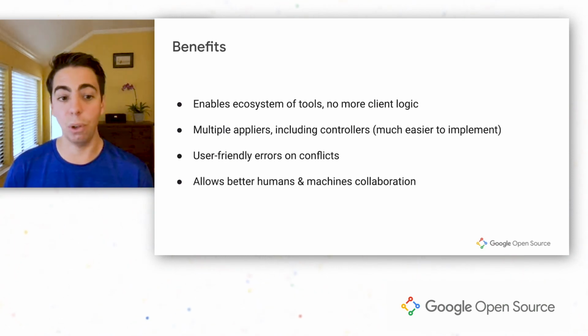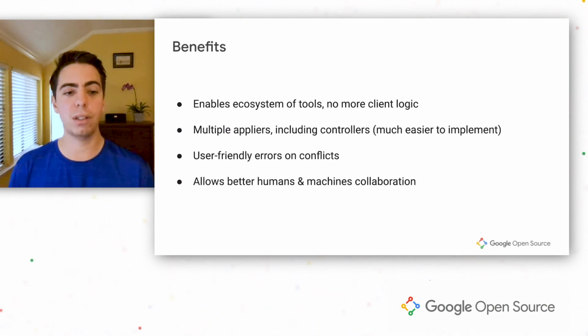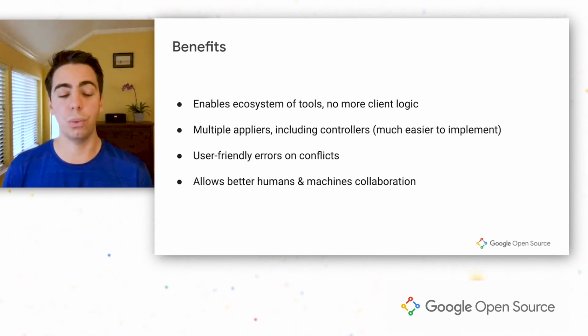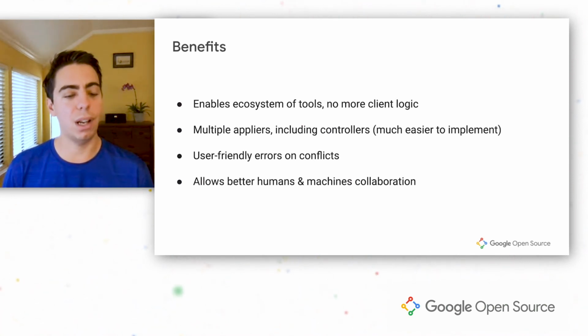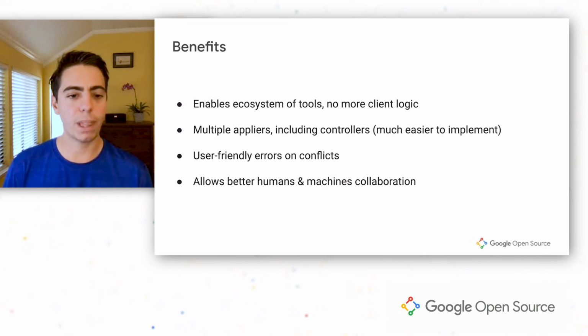Obviously, the other change is that we are more collaborative. You have multiple players. We are starting to convert some of the existing controllers to use this mechanism because we believe it has benefits and it's much easier to implement and maintain. The friendly errors are much better and prevent you from breaking your clusters accidentally. And of course, it improves the human and machine collaboration because you can now change parts of the config while the machine changes other parts of the config without interacting with each other and without overriding the values that you don't want to override by accident.